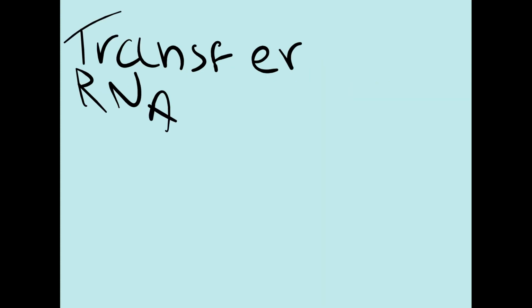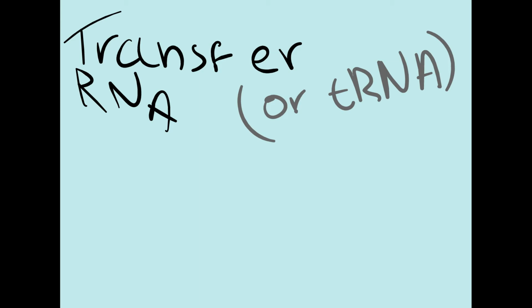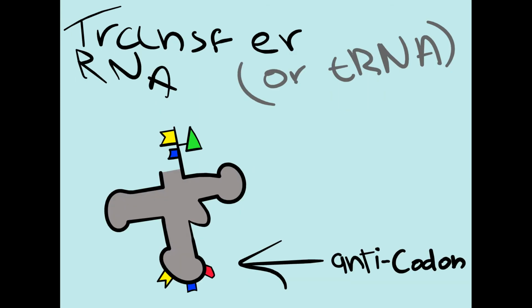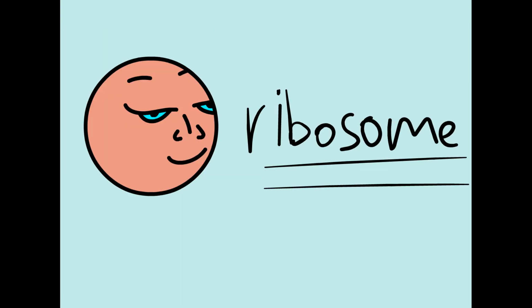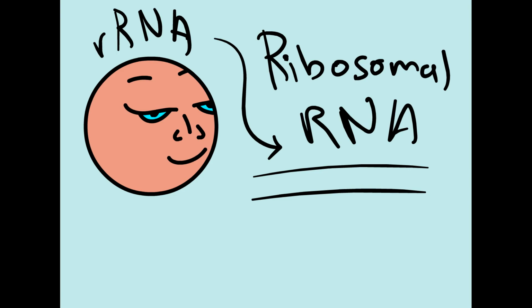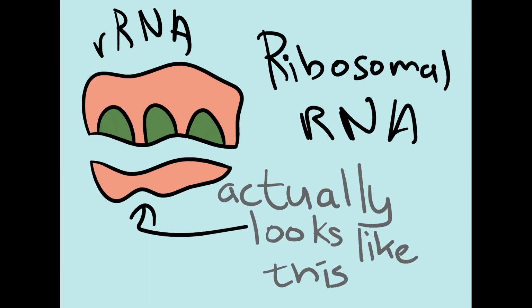So there is this thing called transfer RNA, or basically tRNA, which looks something like this, with an anticodon there and an amino acid there. However, for the purposes of this video, tRNA will look like this. Did I mention the ribosome is also RNA, rRNA, or ribosomal RNA, which actually looks like this.